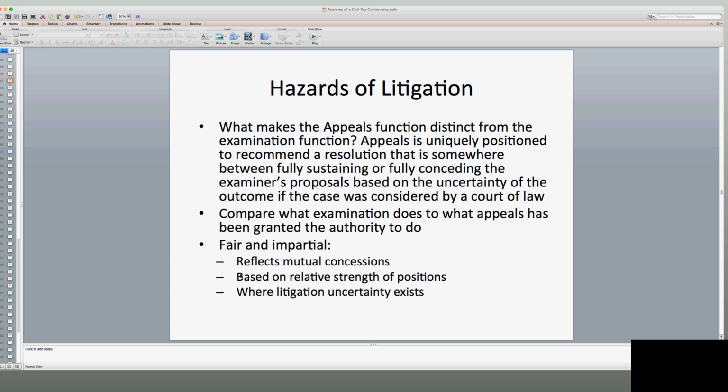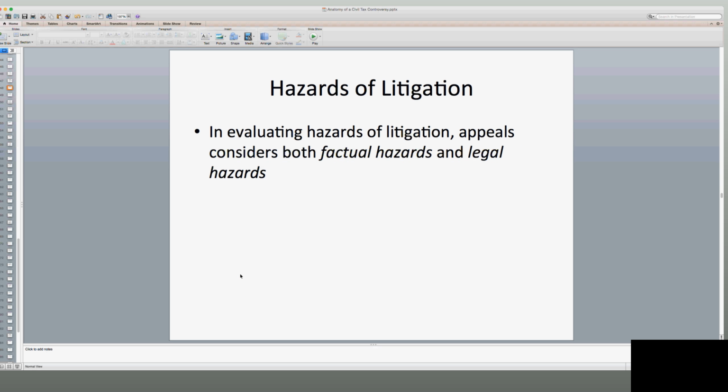So hazards of litigation, they're also comparing what examination does to what appeals has been granted the authority to do. Again, fair and impartial. This reflects mutual concessions. It's based on relative strength of positions where litigation uncertainty exists. In evaluating the hazards of litigation, appeals considers both factual hazards and legal hazards. There is a difference between the two.